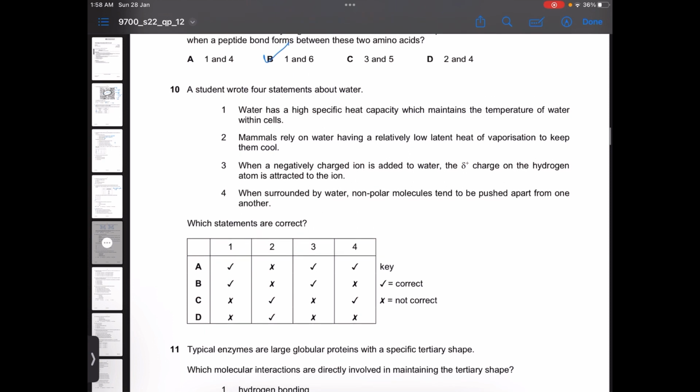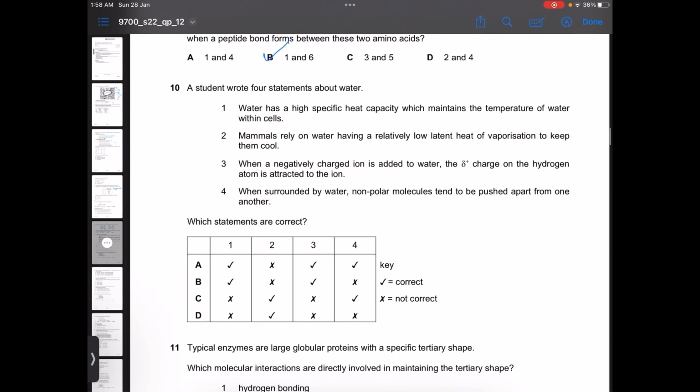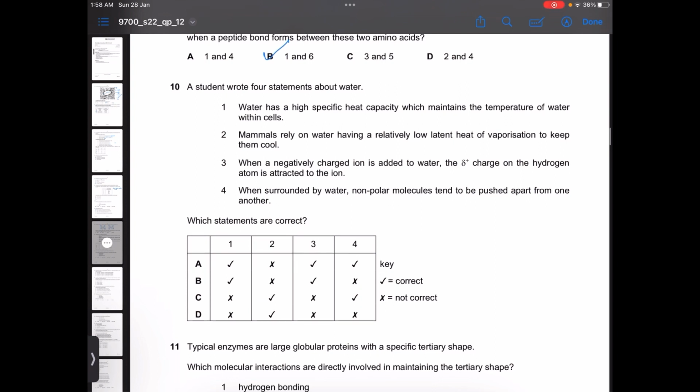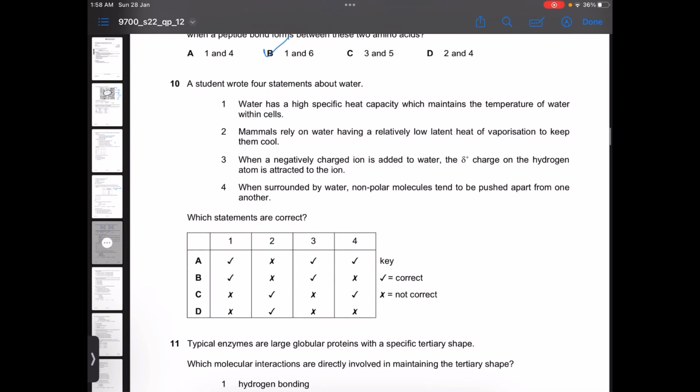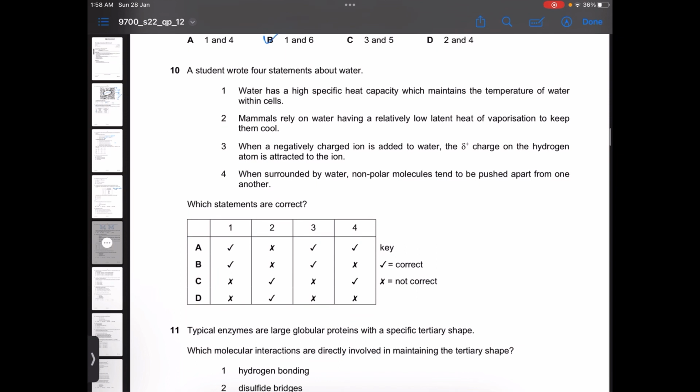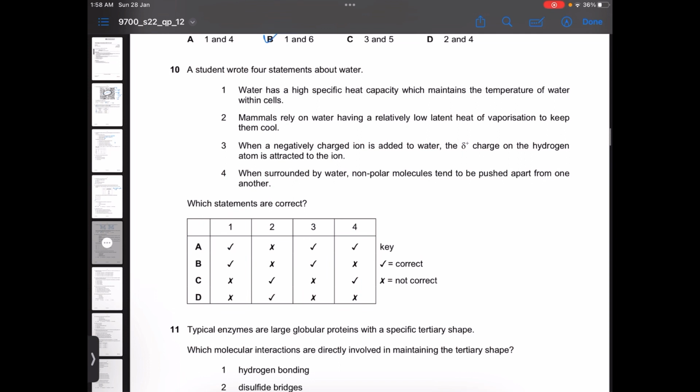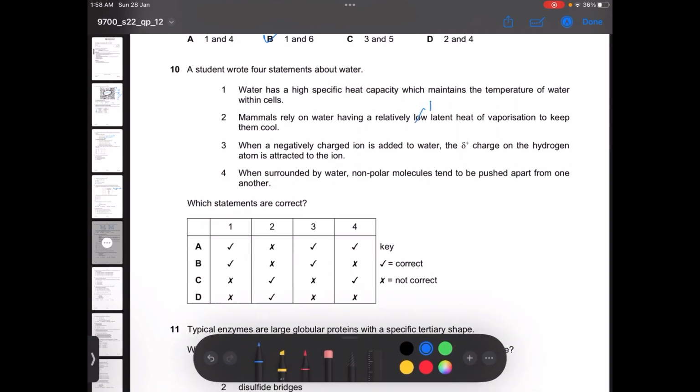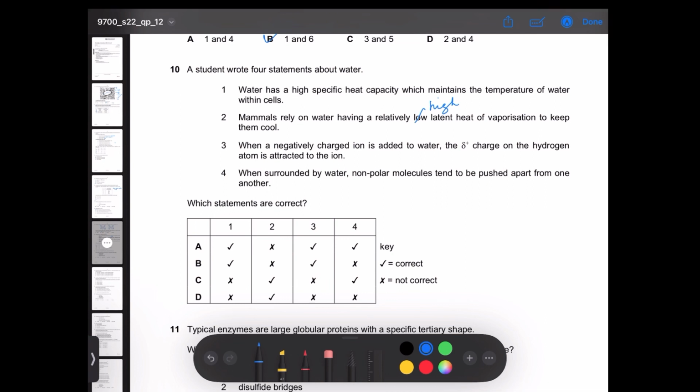A student wrote 4 statements about water. Water has high specific heat capacity which maintains the temperature of water within cells. It is correct. Mammals rely on water having relatively low latent heat of vaporization to keep them cool. Mammals rely on a high latent heat of vaporization, not low. When a negatively charged ion is added to water, the delta positive charge on the hydrogen atom is attracted to the ion. It is correct.